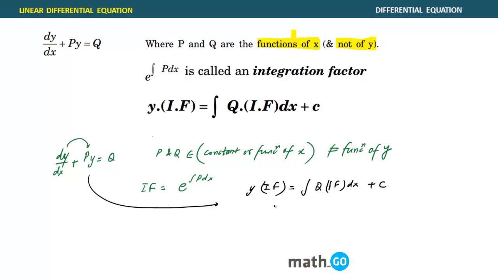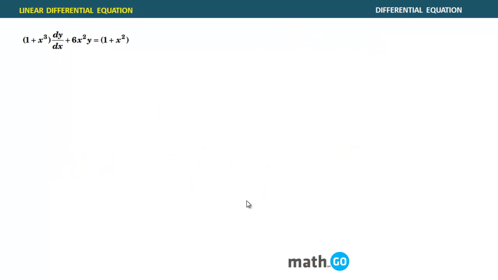The proof is very simple, but we are not going to get into the proof. Let's immediately see how we apply this in the problems. Okay, let's take this as the first problem. It is given that (1 plus x cube) dy by dx plus 6x square y is equal to 1 plus x square.